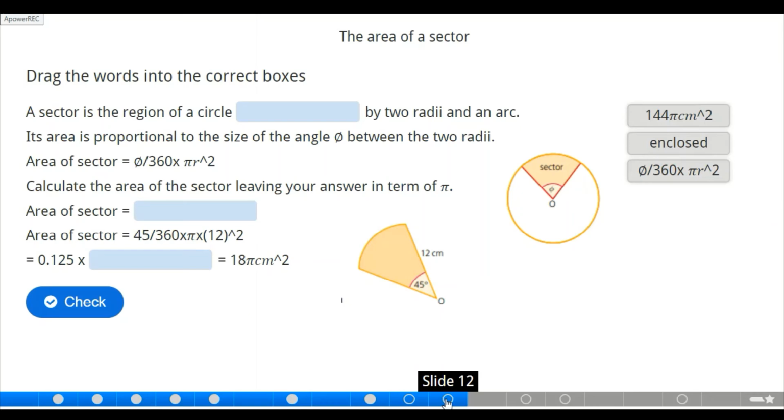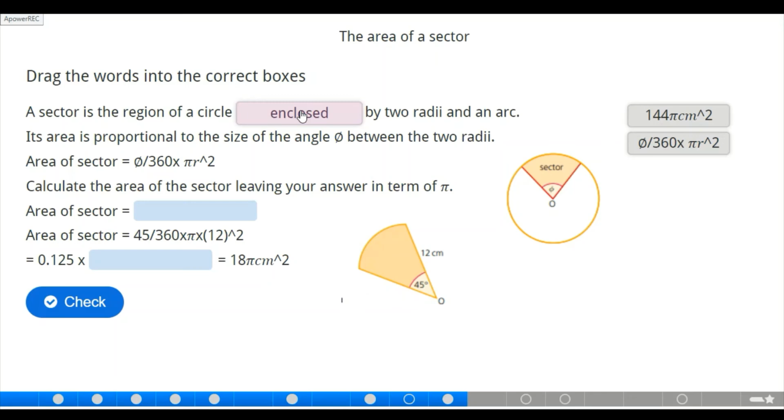But before we go to the question, we have area of a sector. So a sector is the region of a circle enclosed by 2 radii and an arc, like we had in the previous slide. The arc is part of the circumference of a circle, but a sector is a region of a circle, enclosed by 2 radii as well as an arc, and its area is proportional to the size of the angle theta between the 2 radii.